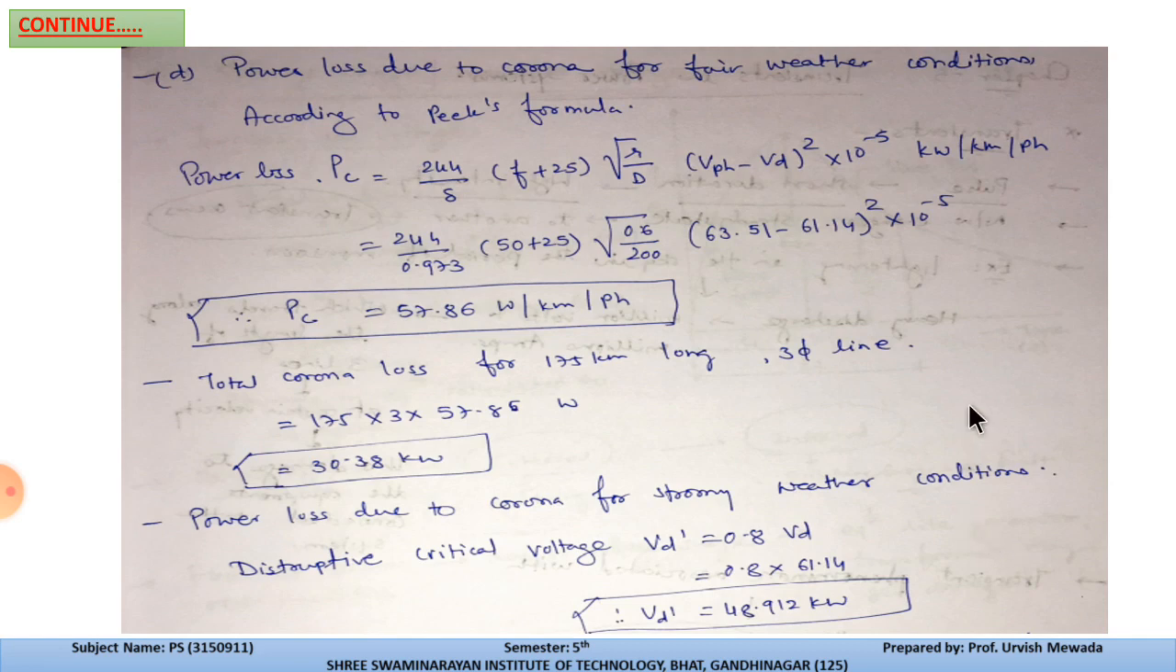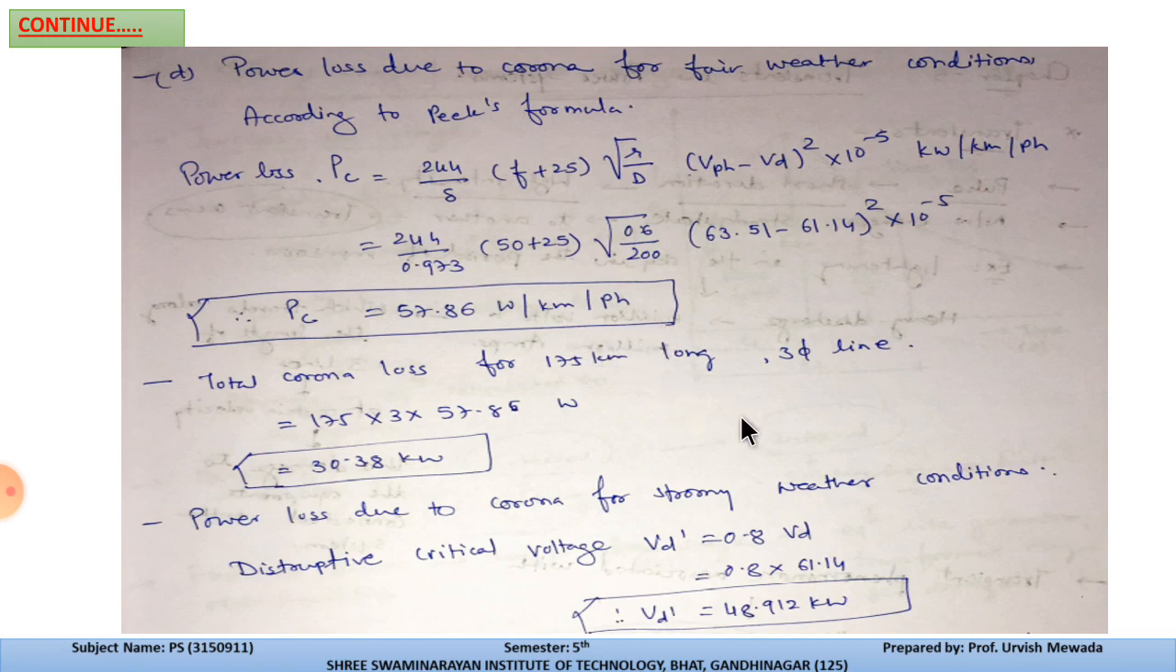Now power loss due to corona, this is the main topic of this example. For the fair weather condition, according to the Peek's formula that we already went through in the previous theory, Pc is equal to 244 by delta into (f plus 25) under root r by d, into (Vph minus Vd) square into 10 raised to minus 5 kilowatt per kilometer per phase. We are just placing all the values and we can find out the Pc. So Pc is equal to 57.86 watt per kilometer per phase.